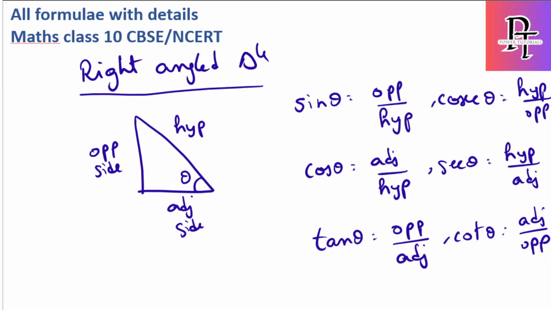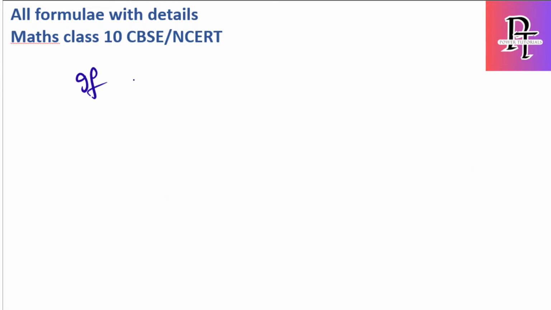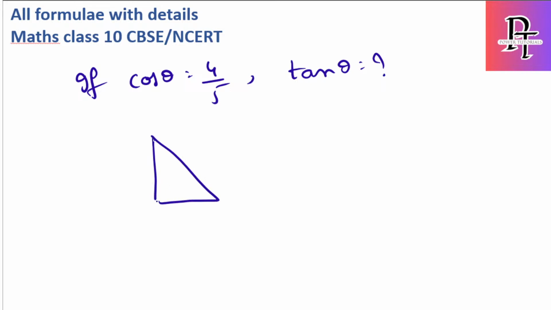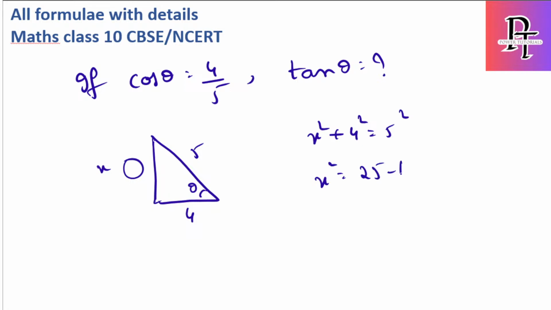For example, if in the question they provide cos theta is equal to 4 by 5, and they ask what is tan theta, then how to solve this? First I will draw the triangle, and this is theta. Cos is adjacent by hypotenuse, so this is adjacent, this is hypotenuse, and this side we don't know. Using Pythagoras theorem for a right angle triangle, let's suppose this is x, then x square plus 4 square is equal to 5 square. So x square will become 5 square minus 4 square, which is 25 minus 16. So x square will become 9, so x will become 3. So this side is nothing but 3.